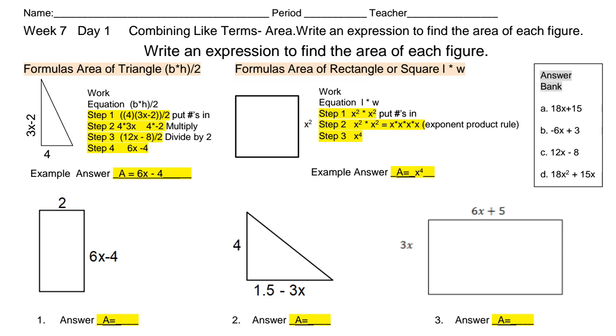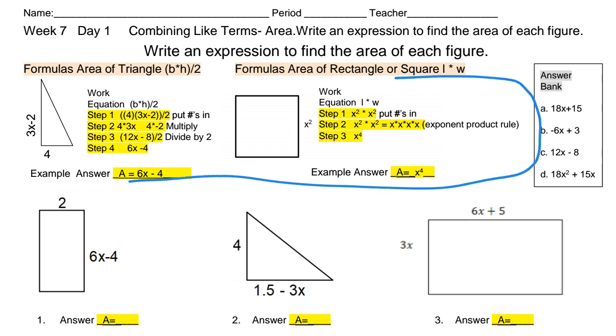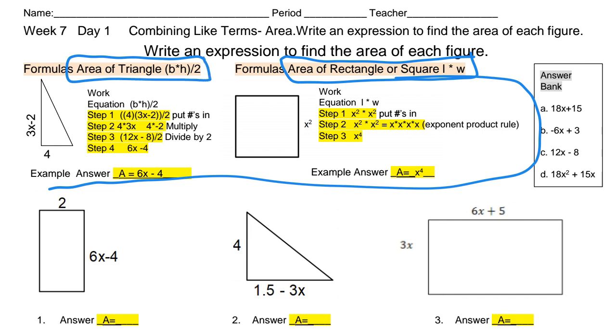All right, so this is the assignment that you are actually going to be working on for lesson 1 this week. If you do notice, you have 2 example problems at the very top here. So those 2, in case you forget. You also have the area formula for a rectangle or square, area formula for a triangle right here. You do have an answer bank to kind of help you out if you do get stuck. So make sure to be paying attention to all those parts.